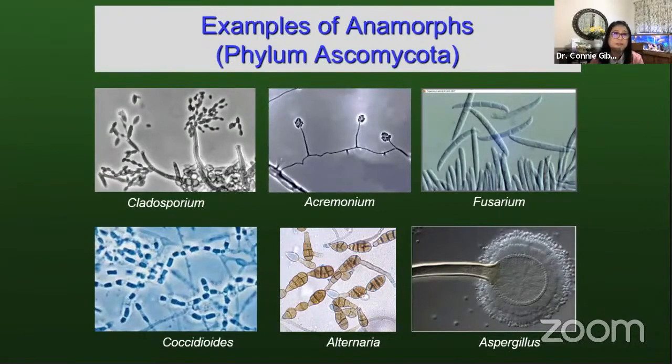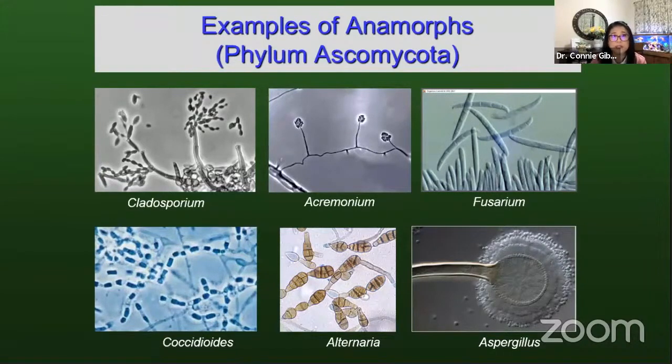So here's Cladosporium with the typical shield cell. And then there's the Acremonium with the sticky heads. And then you have the boat-shaped macroconidia in the Fusarium. And then you have the arthroconidia of Coccidioides. And you have Alternaria and Aspergillus. So I'm sure most of you are familiar with these fungi.